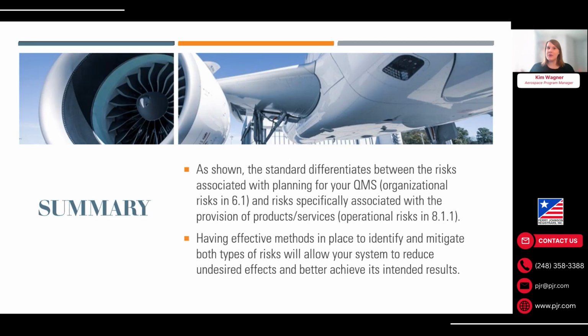So as we've seen, the standard really differentiates between the two different types of risks. There's a risk when planning for your quality management system, those organizational risks that are dealt with at a higher level. And then you have the risks specifically associated with the production processes or the service realization processes. Those are the operational risks. And you can have kind of similar methodologies for dealing with these types of risks. It's just important that you address them both in some way.